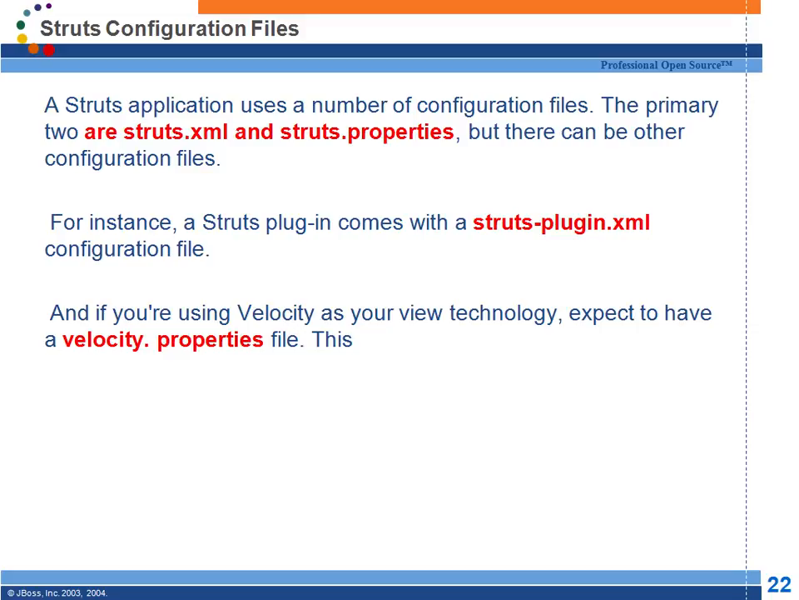And if you are using Velocity as your view technology, expect to have velocity.properties. As I told you, there are other view technologies like JSP. JSP is a view technology. Velocity is another view technology. If you are using that, you may want to configure Velocity properties also. But right now we are not using Velocity.